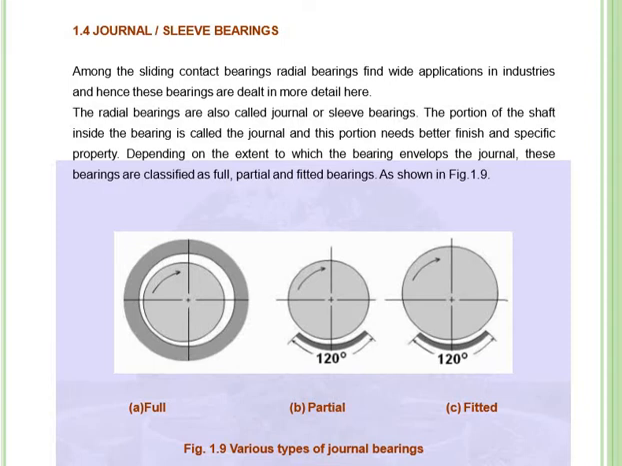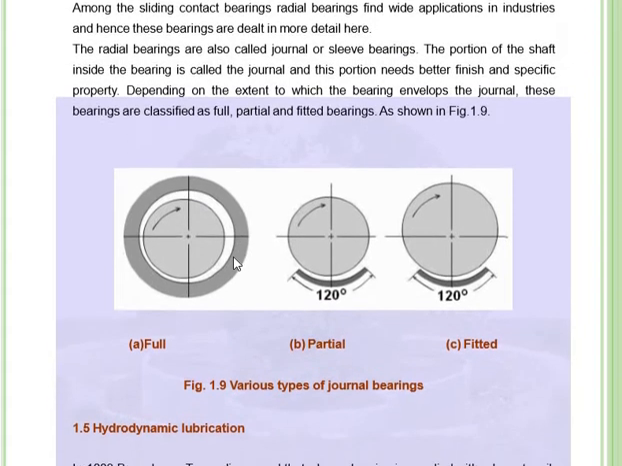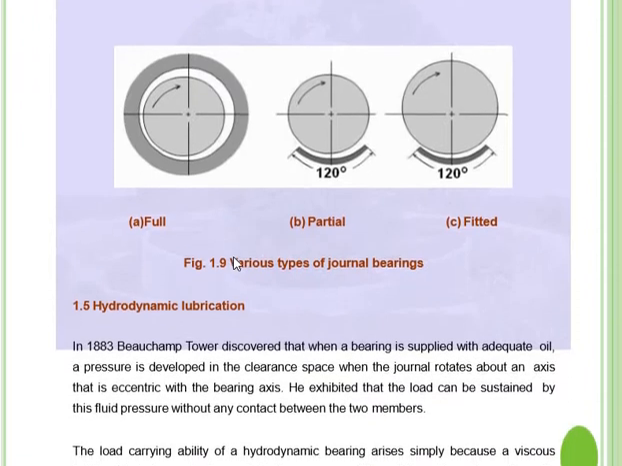The portion inside the bearing we generally call the journal, and this portion needs a better finish and specific properties. Generally, these journal bearings are classified as full, partial and fitted bearings, but the angle is different. That is what I showed in the pictures.